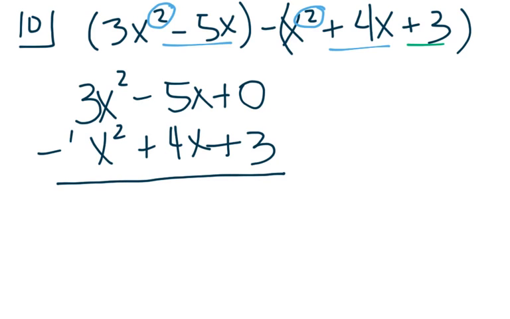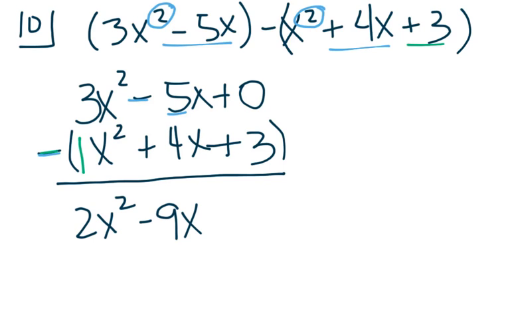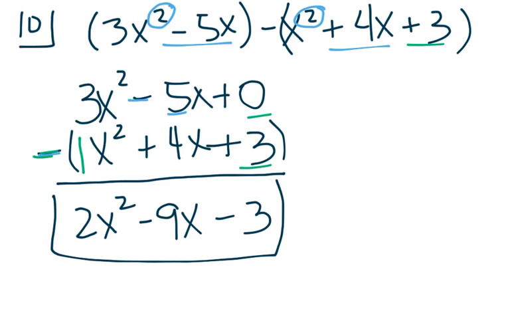And now we're going to subtract. So we have 3x squared minus, and there's an invisible 1 here, 1x squared. So that is 2x squared. We have negative 5x minus 4x. So that means we're subtracting 4x from negative 5x. So what that means is we have negative 9x. Now here we have 0 minus 3, so that is going to be negative 3. So this is your answer right here.